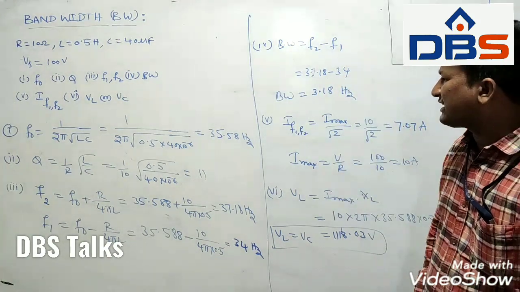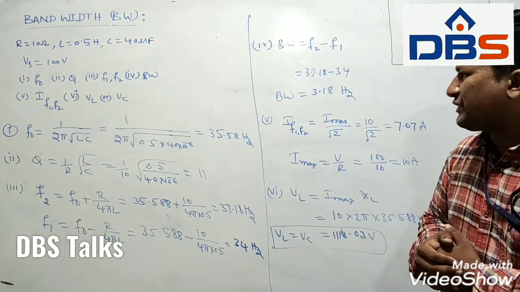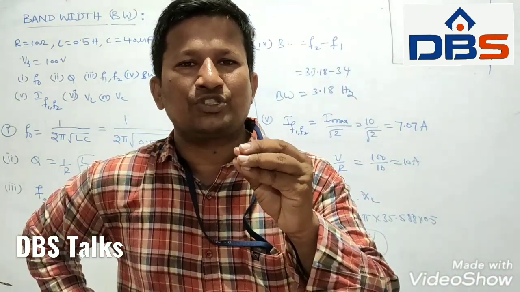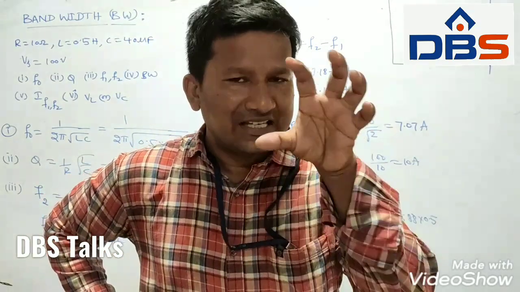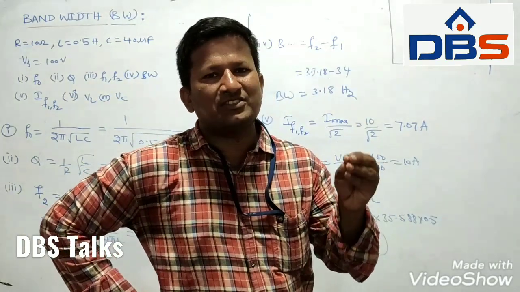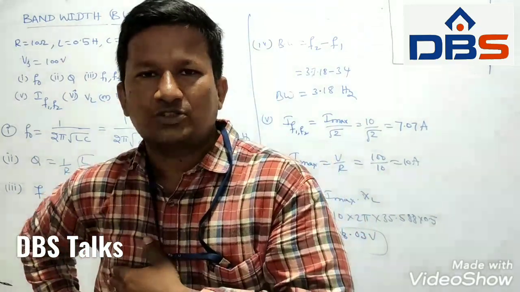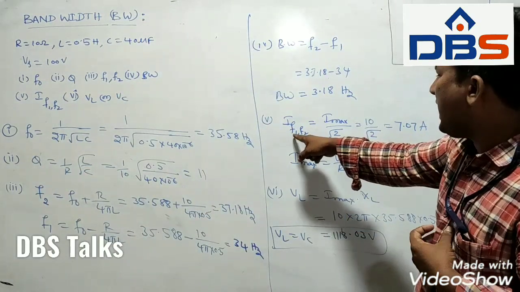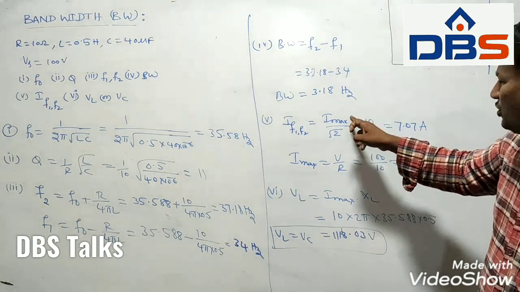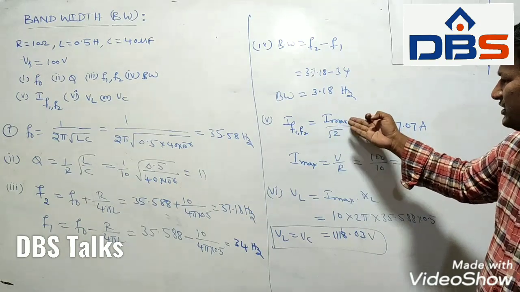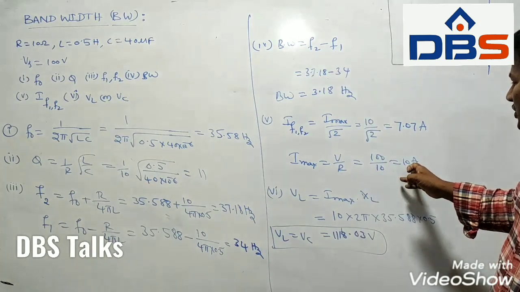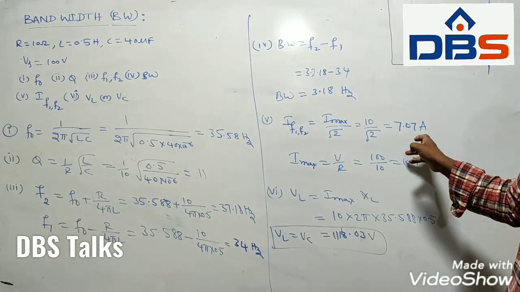Now go to another one. We have to calculate the current at the cutoff frequencies. Generally, the current at the cutoff frequency is nothing but I maximum by root 2, that is 0.707 times the maximum current, otherwise 70% of the maximum current. So the cutoff frequency definition is the point where the current is 70% of its maximum value. So I at f1 and f2 is equal to I maximum by root 2. But we don't know the I maximum value. For that, find I max equal to V by R. The V value is 100 and the R value is 10, so I max is 10 amperes, and I at cutoff is 10 by root 2, that is nothing but 7.07 amperes.